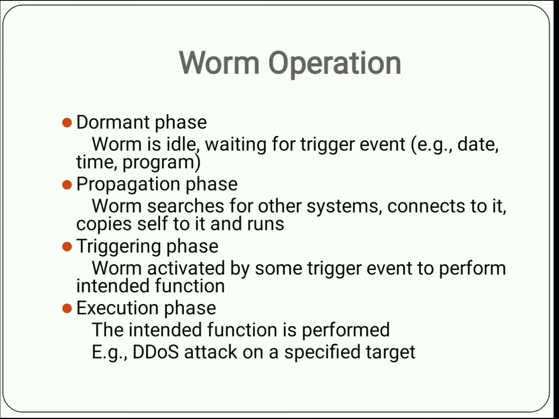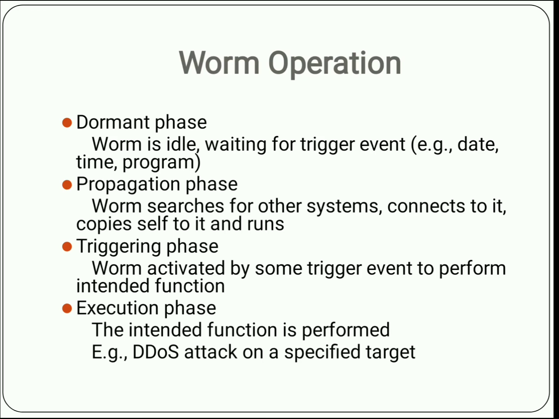Now, operations of a worm. As we have discussed in the case of a virus, it has four stages: a dormant phase, a propagation phase, a triggering phase, and an execution phase, as in the case of a virus. So what is a dormant phase? The worm will be idle. It will be waiting for an event to occur. The event can be a program, a time, a date, etc.